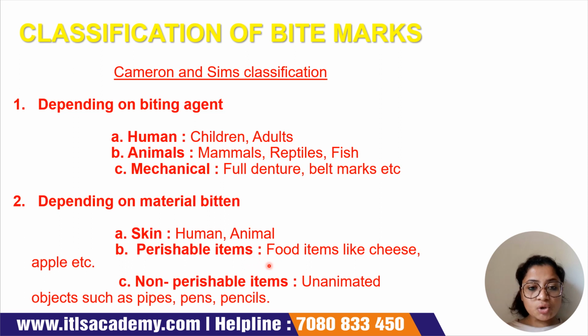And third will be non-perishable items. Non-perishable items will obviously be the inanimate objects, like pipes, pens, pencils, which will never ripen or rot. So these three come under the category of depending on the material bitten: one will be skin, one will be perishable items, and the other will be non-perishable items. Okay, so these are the two categories based on the Cameron and Sims classification.